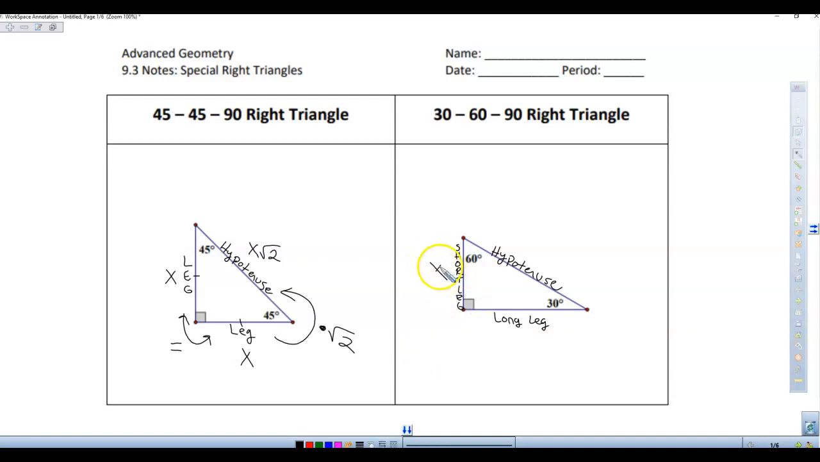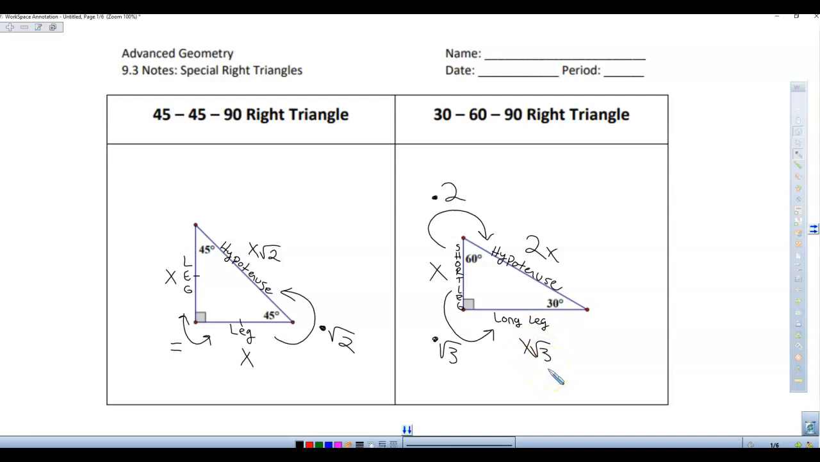So, if the short leg was x, what we learned in the warm-up is that to get the hypotenuse, you double it. So we would times it by 2. That would make the hypotenuse 2x. If the short leg was x, to get to the long leg, what we saw in the warm-up is that you multiply by the square root of 3. So that will make the long leg x root 3.